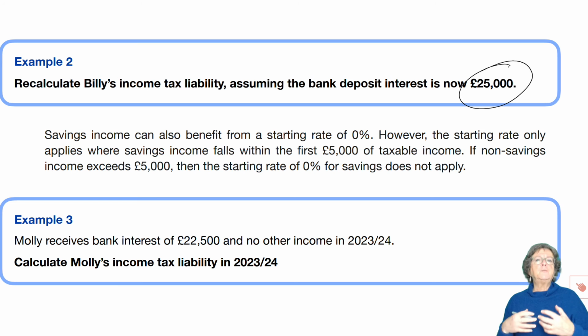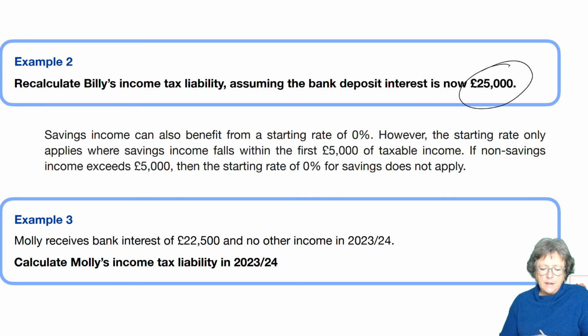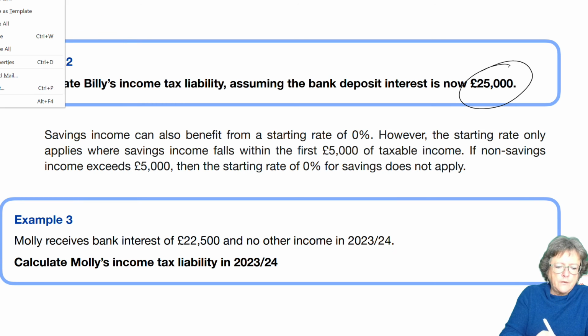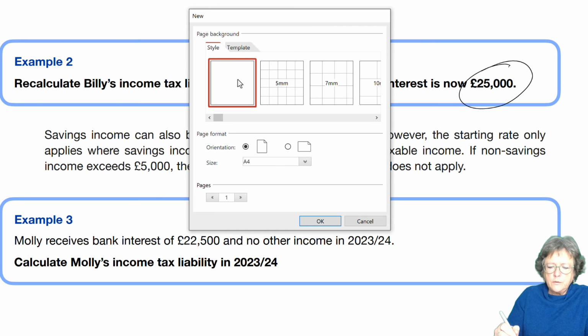This is for somebody who's probably only got income from institutions, from banks, building societies, and dividends. The majority of people have an income which they've earned from a job or from self-employment that exceeds that £5,000. So what we're going to do is look at example number 3, where Molly only has bank interest. Okay, she only has bank interest. So let's have a new page and we will show you how that works.